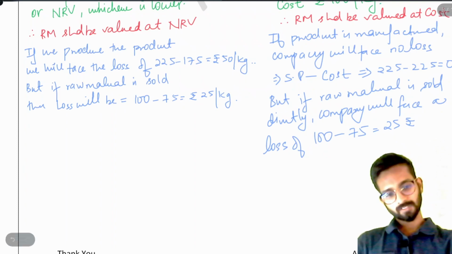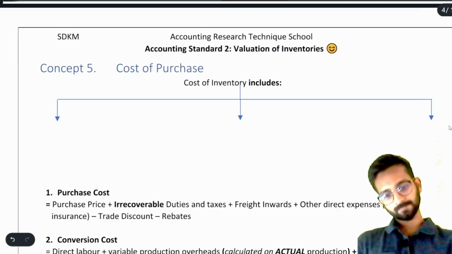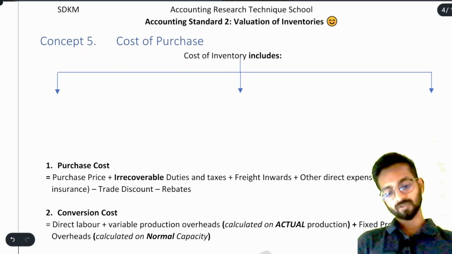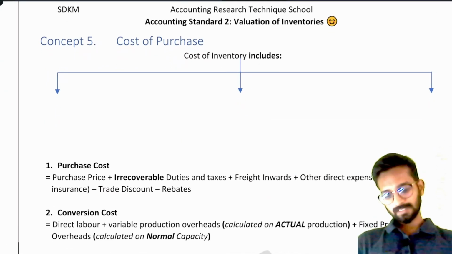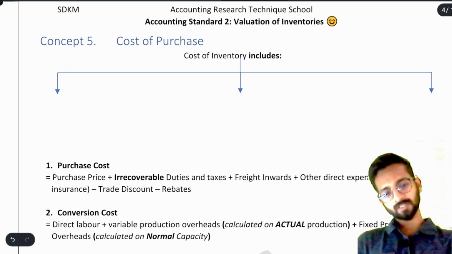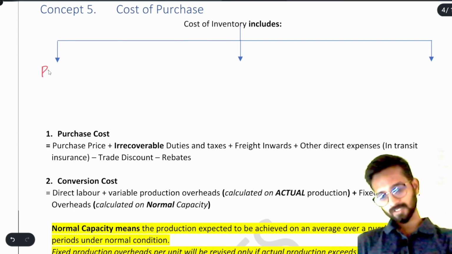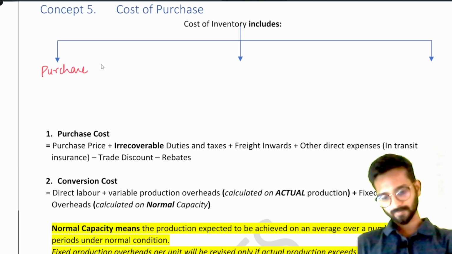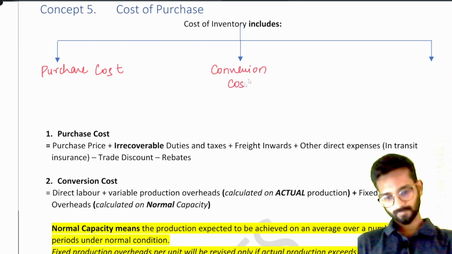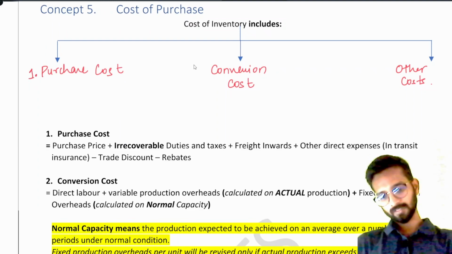Now we will see the next topic. Next is, what is cost of purchase? Understand, cost of inventory includes three things, okay, that are, first is purchase cost, second is conversion cost, and the third is other cost. What are the three parts? See, we will learn this.